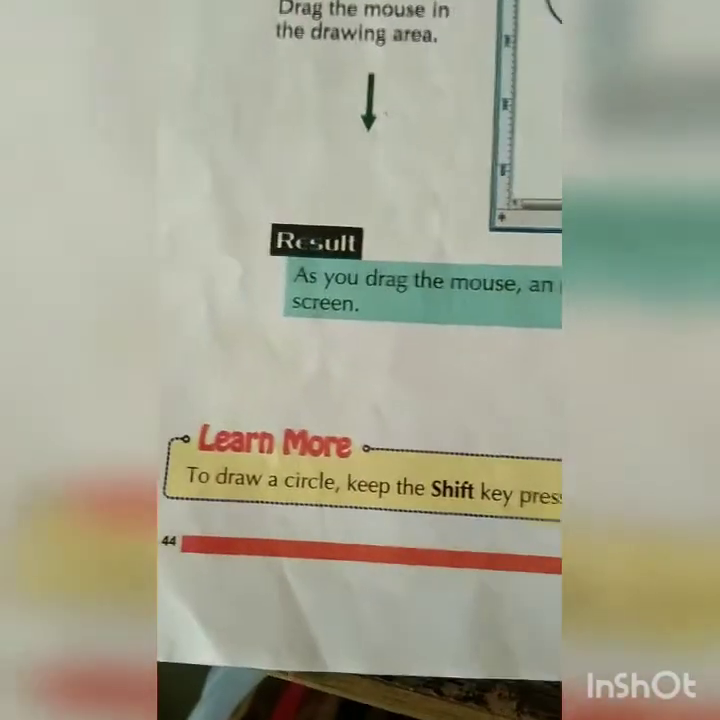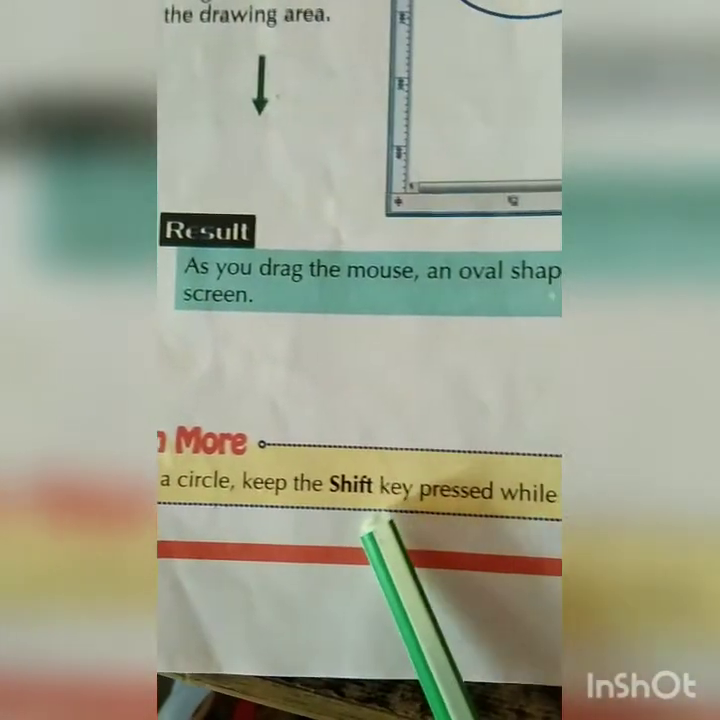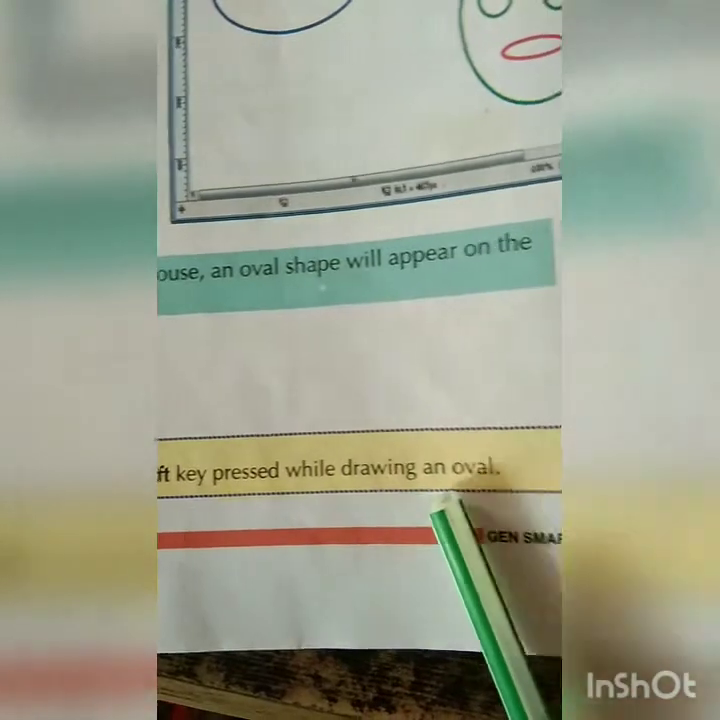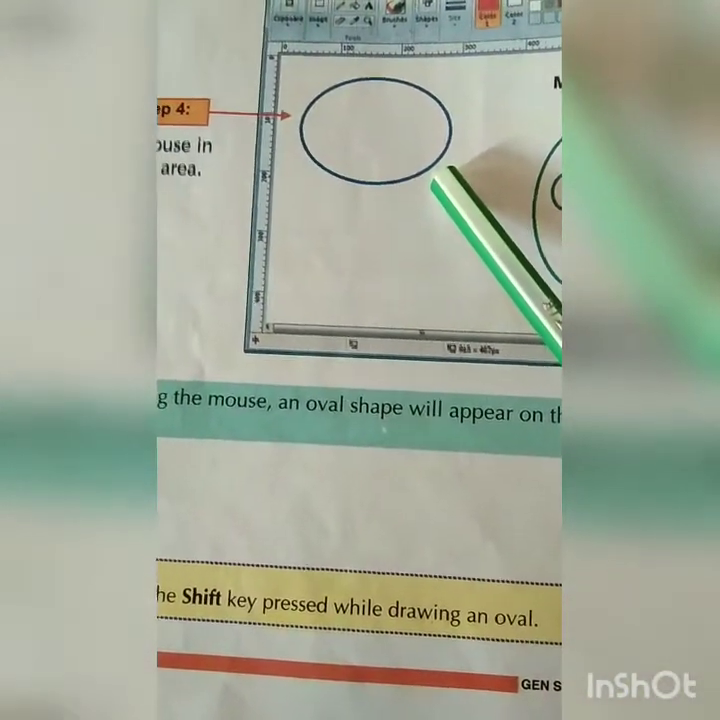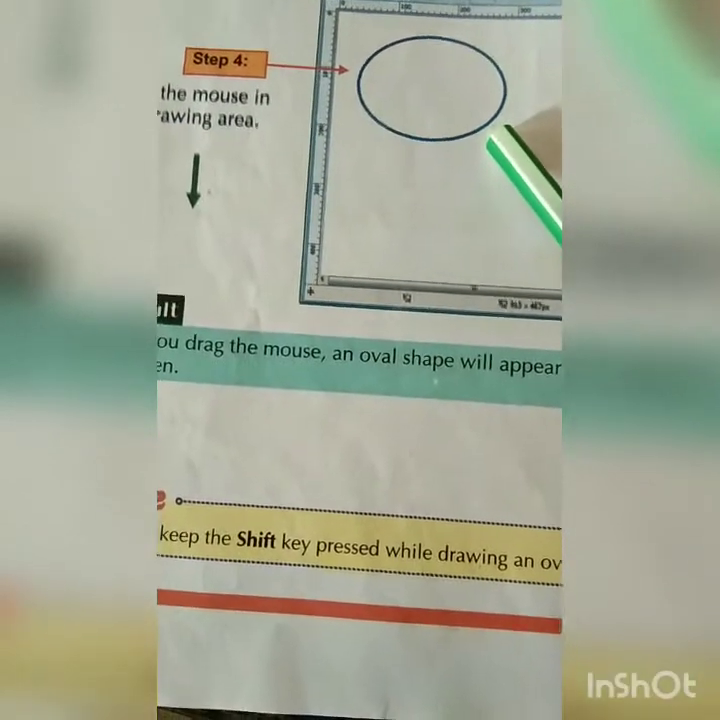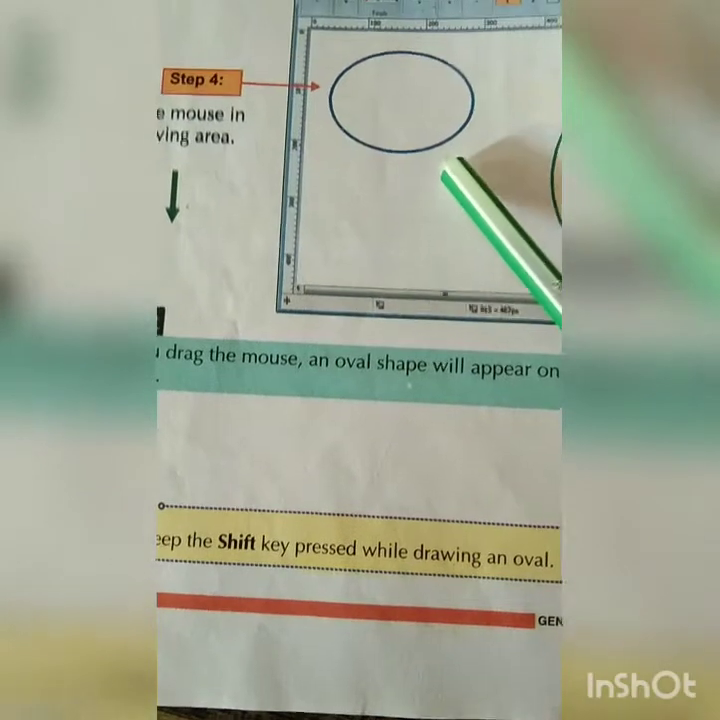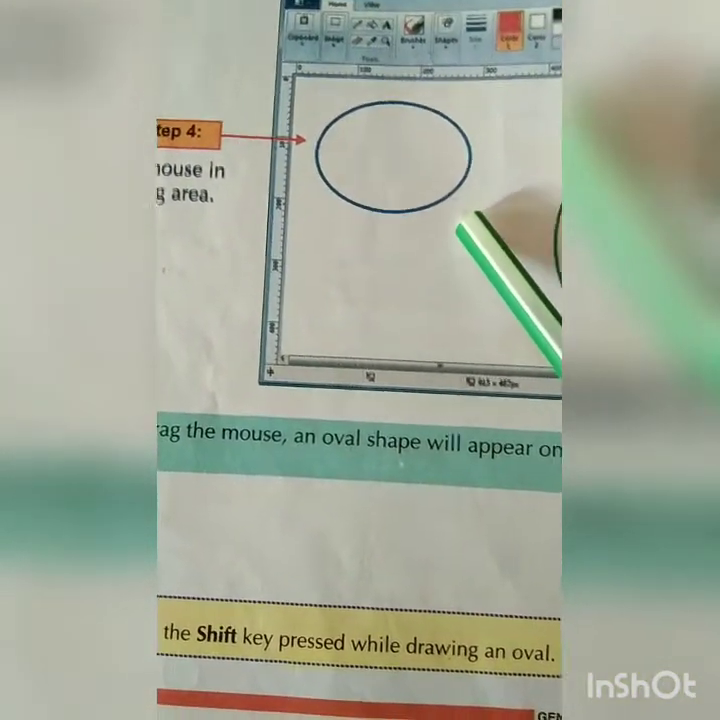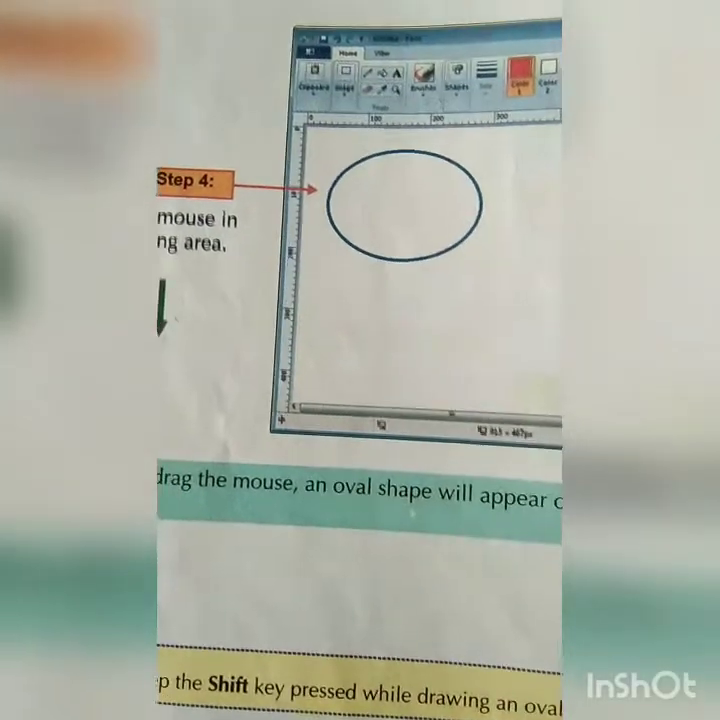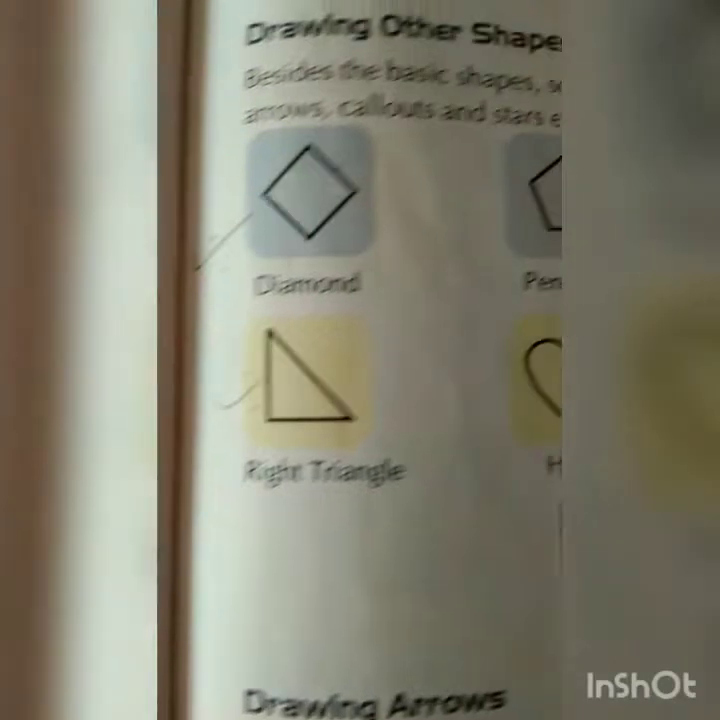And one more thing: to draw a circle, what do you need to do? To draw a circle, keep the shift key pressed while drawing an oval. You are drawing an oval with the mouse, and when you press the shift key, you will be able to draw a circle. So from the oval shape you can make a circle also, but you need to press the shift key on the keyboard.